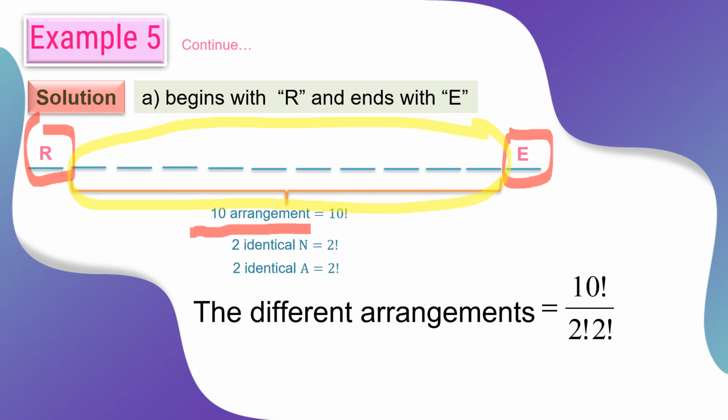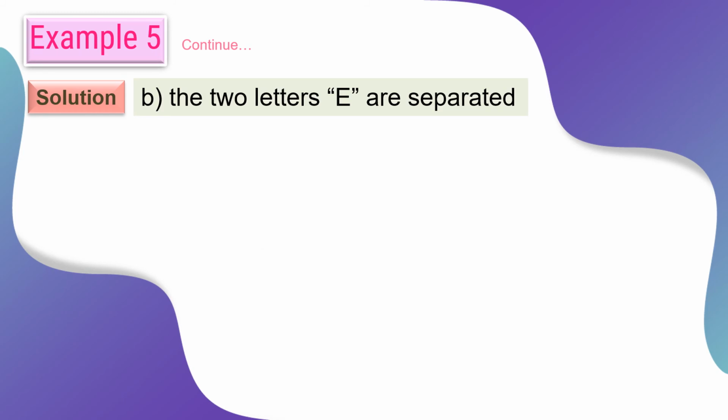So we have 10 arrangements, meaning 10 factorial. You must divide by the identical letters. So we have identical letter N and also identical letter A. So you must divide by 2 factorial, divide by 2 factorial. So the answer is 907200. Okay, next we go to B.